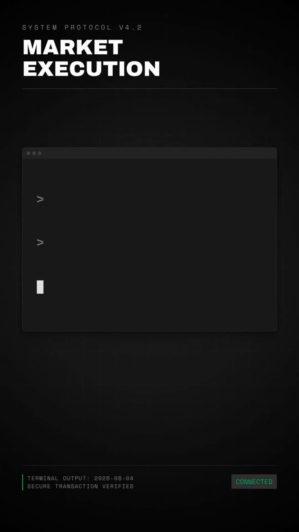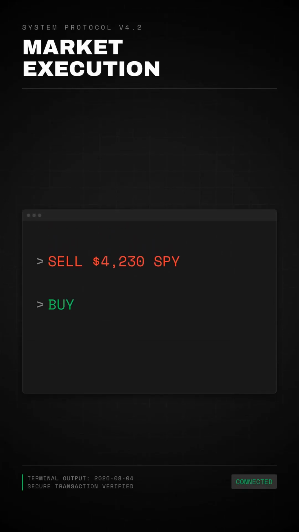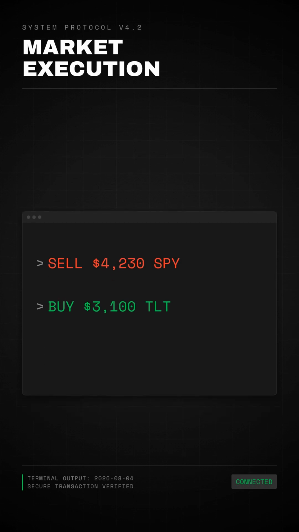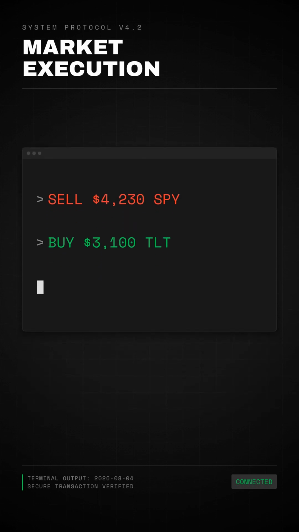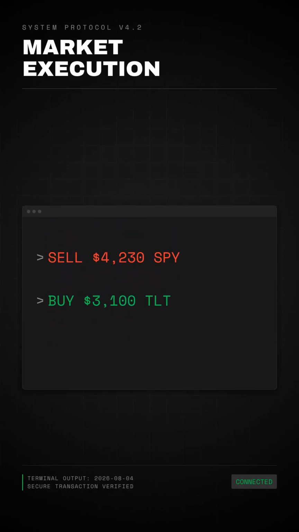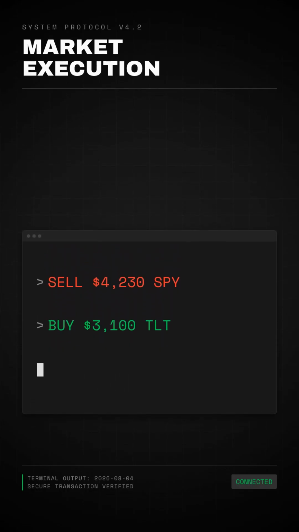Today, we are going to write a 40-line Python script that does this exact job for free in less than 2 seconds. We are taking the black box of wealth management and turning it into transparent, executable code.